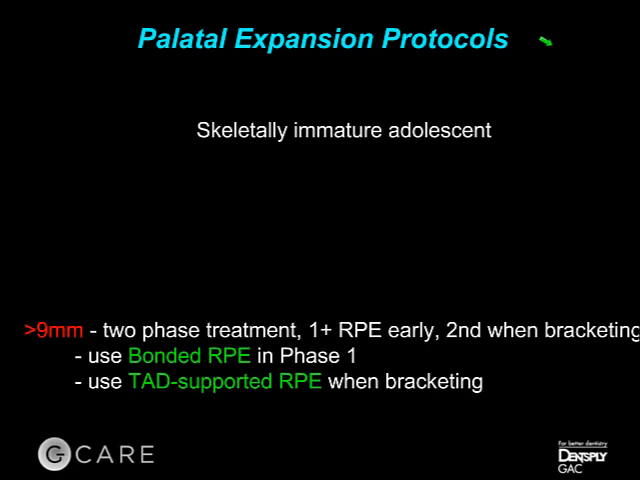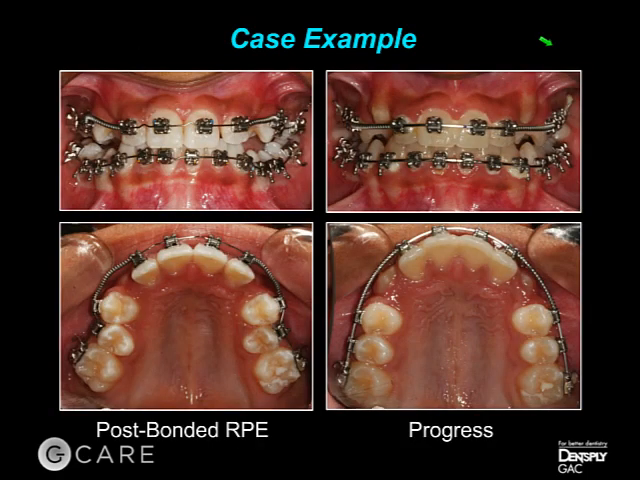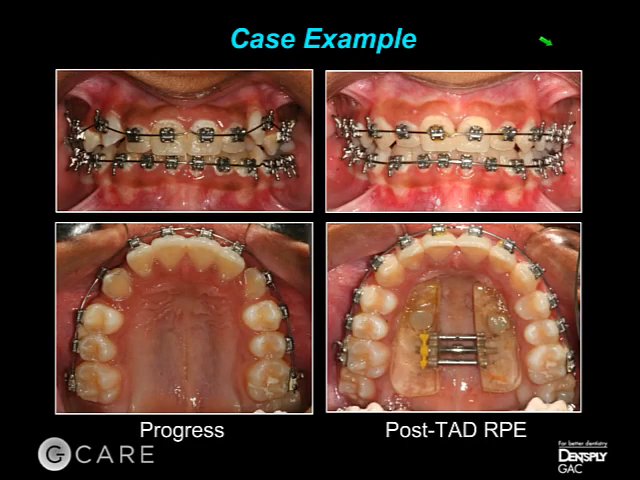We used a bonded RPE in first phase, and then we used a TAD RPE during bracketing. So here she was after phase 1. So we put her braces on, and this is where she was in progress. Now you may say, well, okay, look, you're able to fit all the teeth in. There's no problem. But what I want you to see is that when you look at these canines, how they were coming in, you can see the transverse discrepancy because these upper teeth were now buccally inclined.